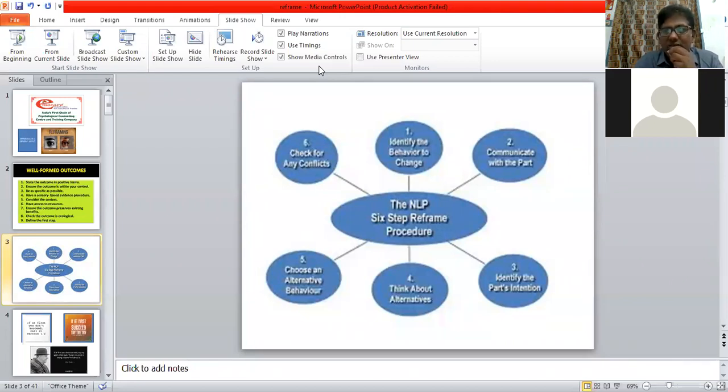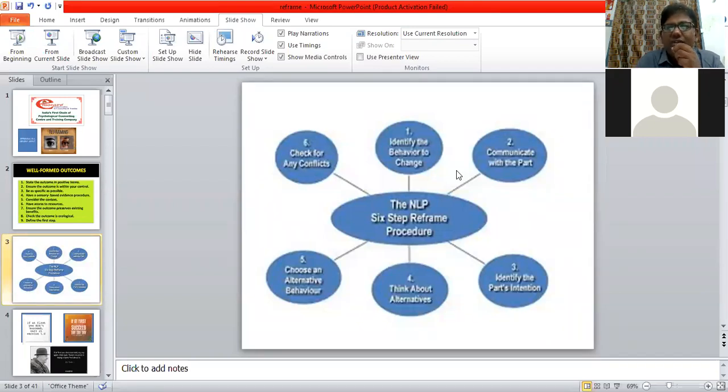Reframing, as far as NLP is concerned, is to identify a behavior which you have to change. There are some behaviors we will have to change every time, which always give unproductive results. So identify that behavior. Then make the person sit in relaxation, give him complete relaxation, take him to trance, okay. Then communicate with the part.